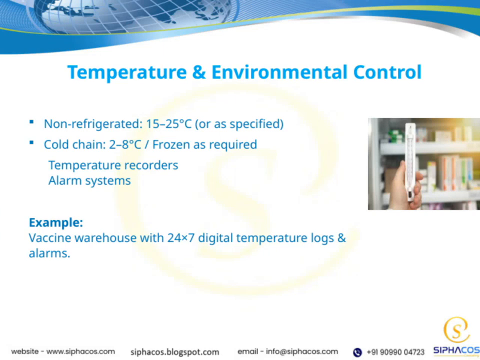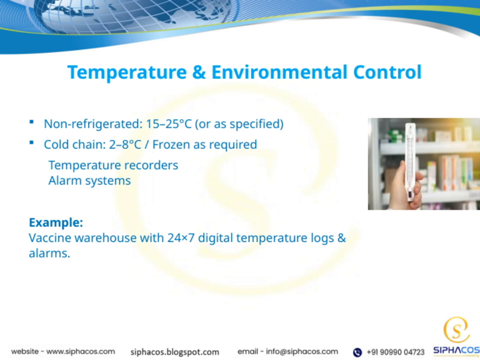Let's talk about temperature and environmental control, which are crucial for maintaining the quality of temperature-sensitive products. For items that are not refrigerated, the ideal temperature range is generally between 15 and 25 degrees Celsius, although this can vary depending on specific requirements. When it comes to cold chains, such as vaccines or certain medications, maintaining a temperature between 2 and 8 degrees Celsius is essential, and sometimes freezing is necessary to preserve their effectiveness.